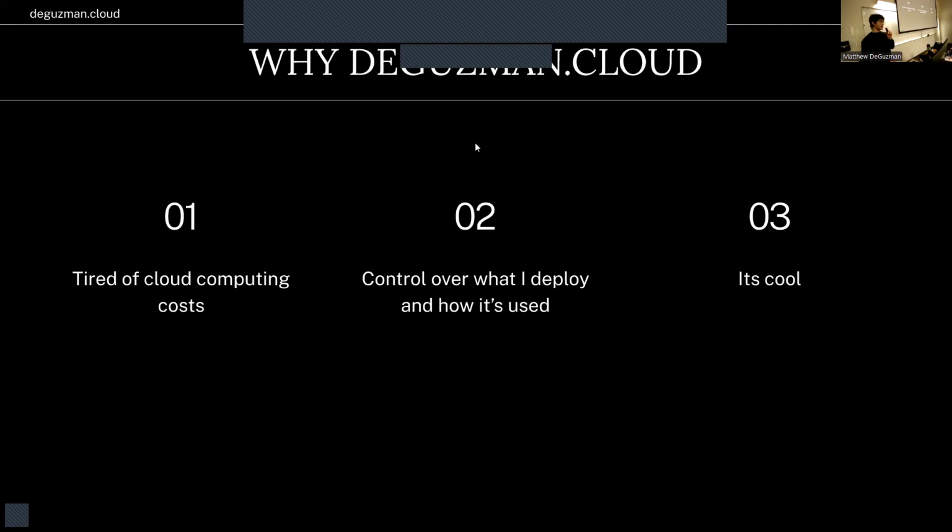The second thing is that I have more control over what I deploy and how it's used. If I were to use Vercel, or more specifically something like AWS, then I leave it in the hands of big tech. No, no, no. Don't trust them. They can do whatever they want. But with this, I have more fine-grained control, which is pretty nice.